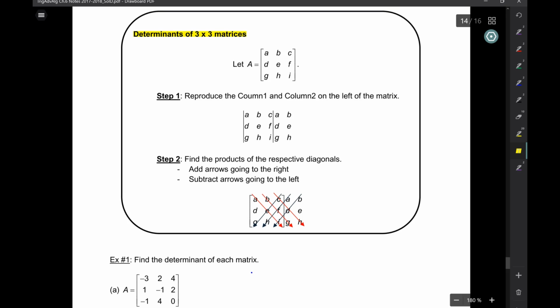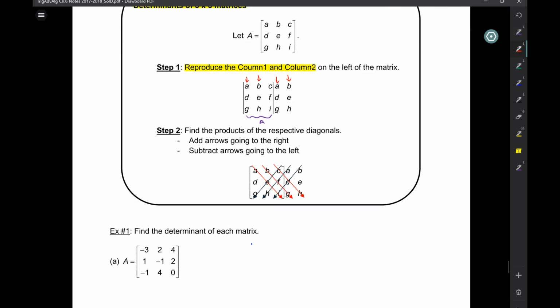We reproduce column 1 and column 2 on the left of the matrix. So take a look at what you have here. This is your original matrix A, right? Now, you take column 1 and column 2 and you just clone them here. Just clone them. All right?